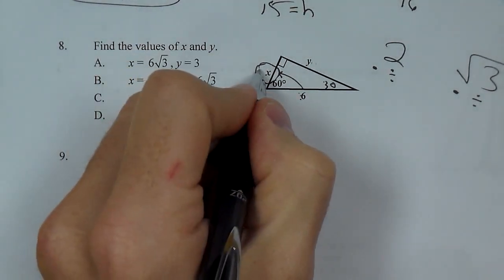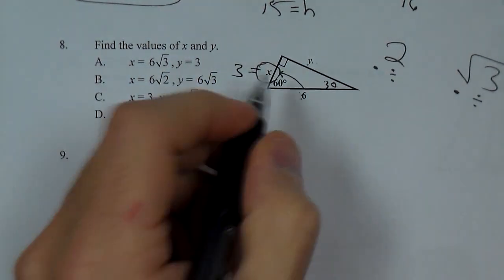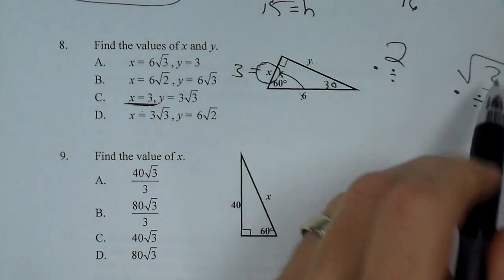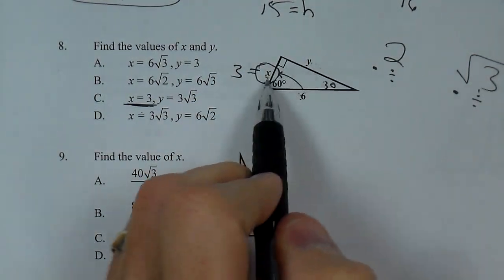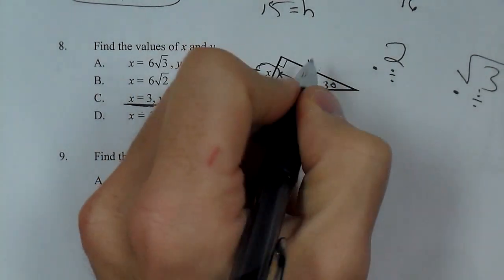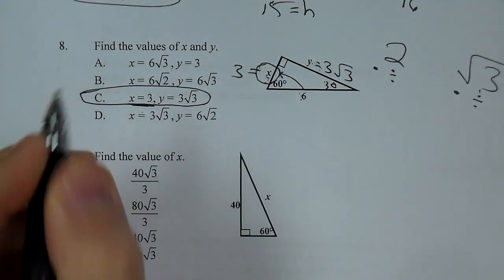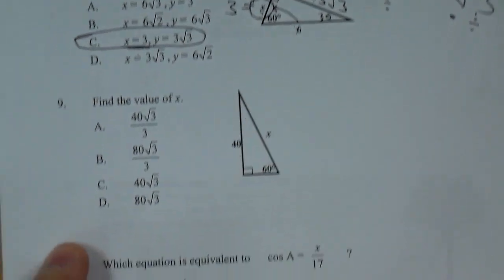So I'm going to take half of 6 to get 3. So x is 3. I got that, which actually looks like C's promising answer. Now root 3 is the connection between short leg, long leg. I want to make it bigger, so I multiply 3 by root 3. So my answer is C. X is 3, Y is 3 root 3.